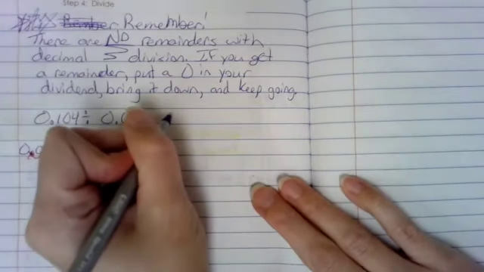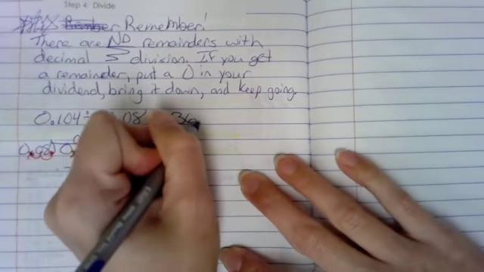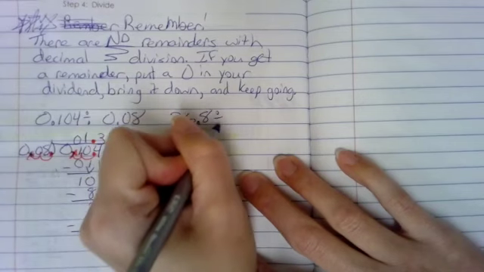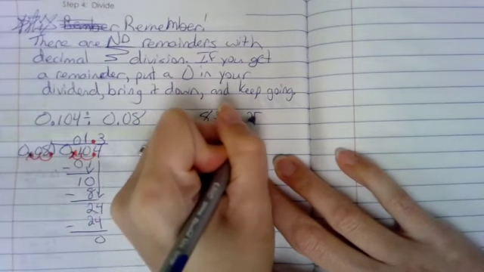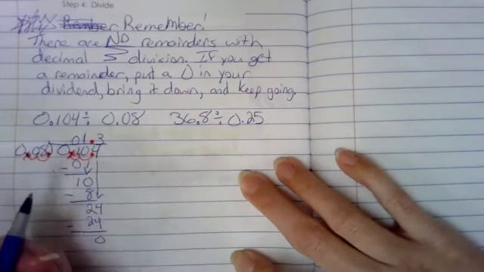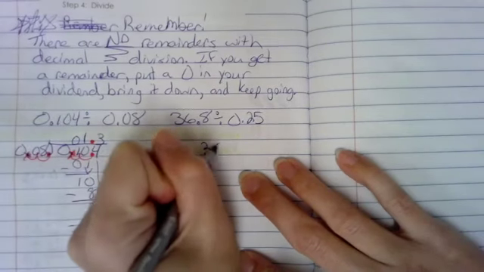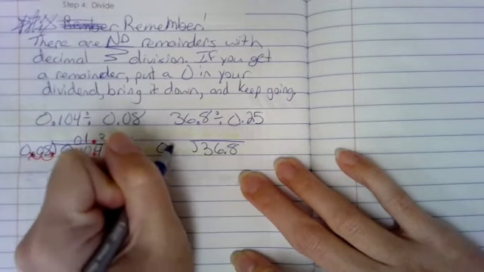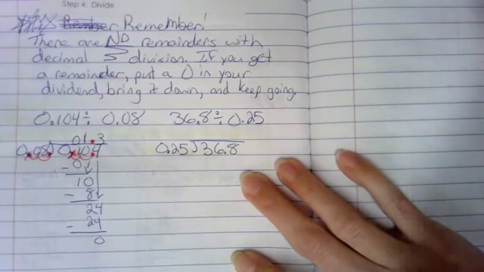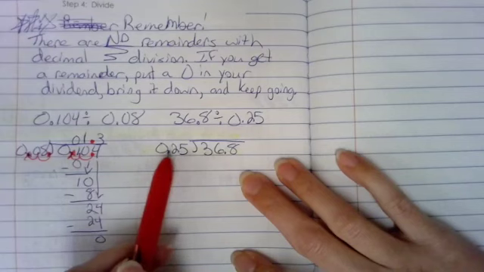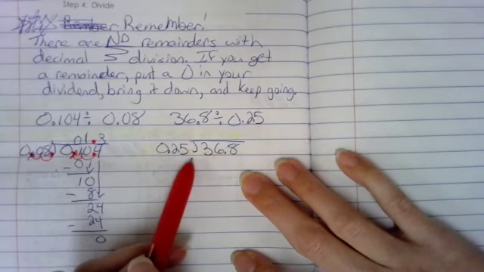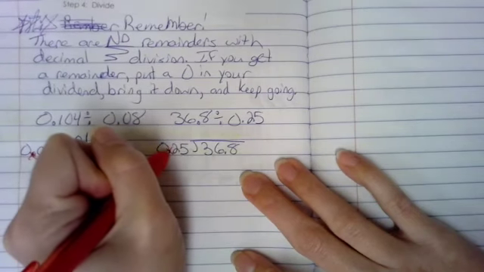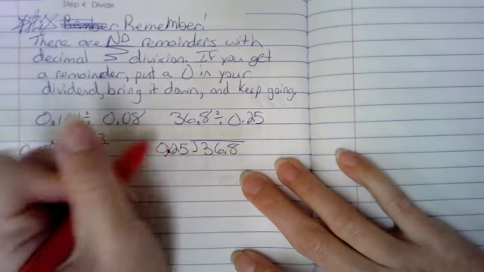Our second example, 36 and 8 tenths divided by 25 hundredths. We're going to write it using the division box, 36 and 8 tenths divided by 25 hundredths. We are not allowed to have a decimal in our divisor, so we move it to the right in order to make our divisor a whole number. So we're going to cross it off, and we're going to move it to the right as many times as we need to make it a whole number.